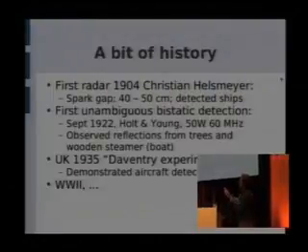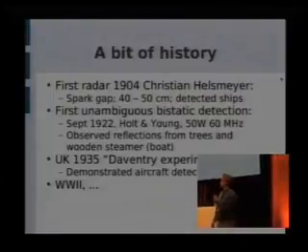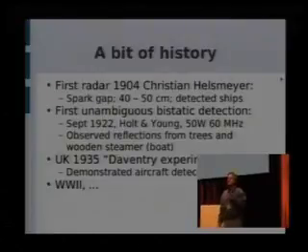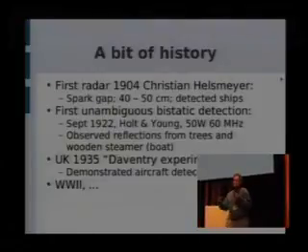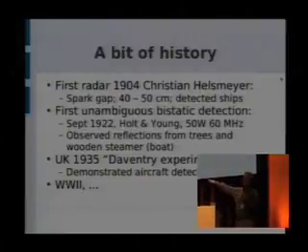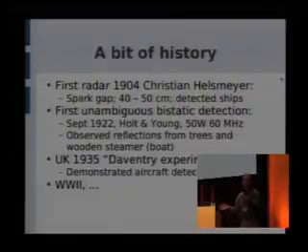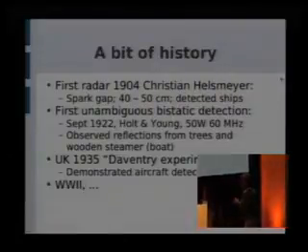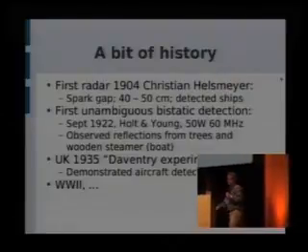And then in the UK in 1935, they actually set out and said, yes, we think we can detect aircraft, and they ran an experiment and could do it. The stuff really heated up in World War II, where all sides were building radar systems or attacking other people's radar systems. That's where it really geared up.